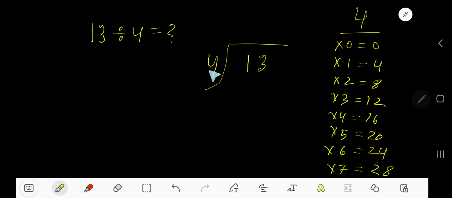13 divided by 4. Here 4 is a divisor, so we need the multiplication table of 4. 4 times 0, 0. 4 times 1, 4. 4 times 2, 8. 4 times 3, 12. 4 times 4, 16. 4 times 5, 20.